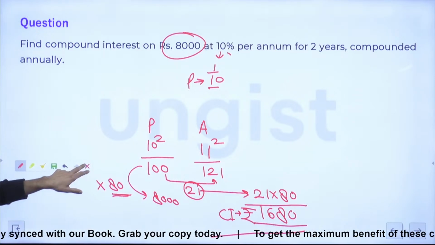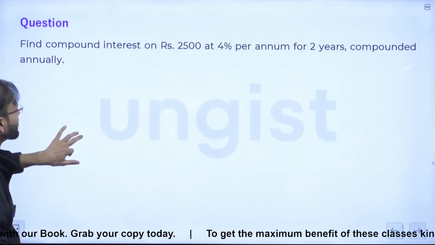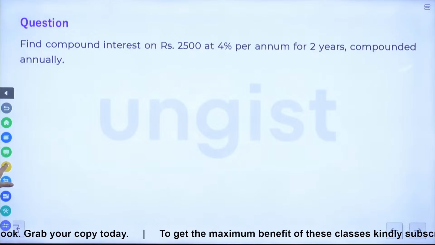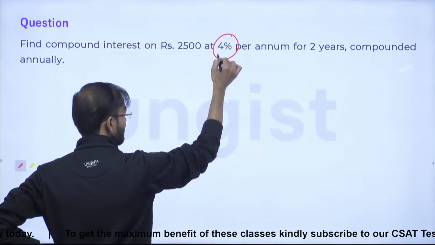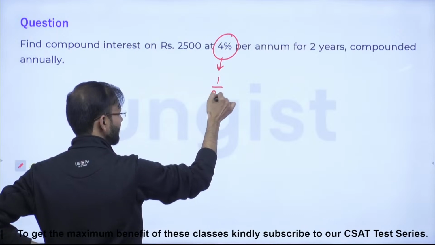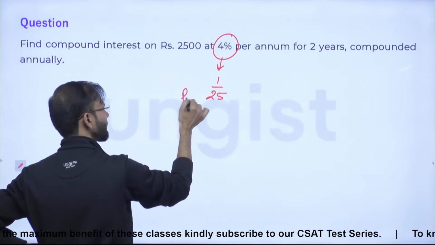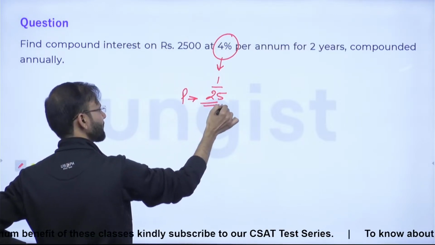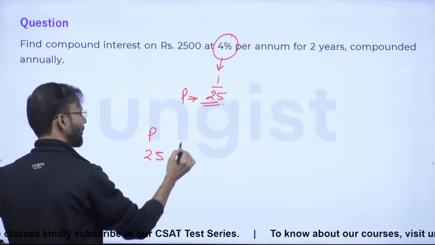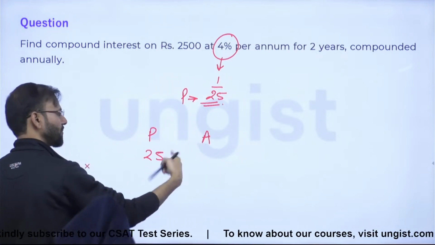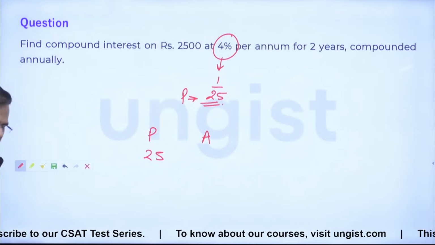Yes, sir. Okay, so everyone, just look at this question. You don't have to solve it. Tell me, see, 4% is what, guys? 4% is 1/25, correct? So here we will assume the principal as 25. So guys, the principal is 25. What will be the amount? Guys, tell me what will be the amount? 26. Very good.